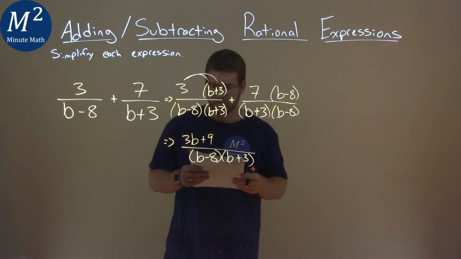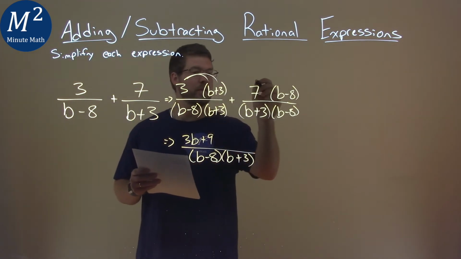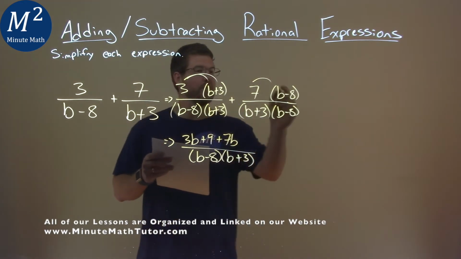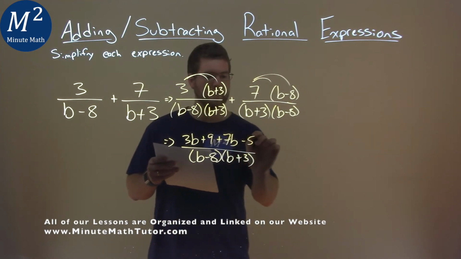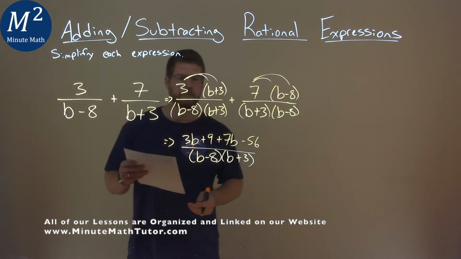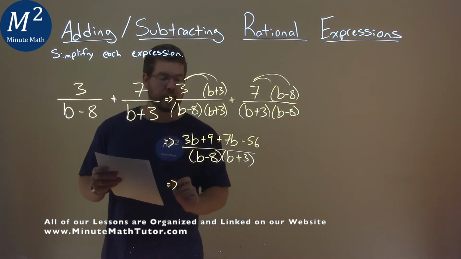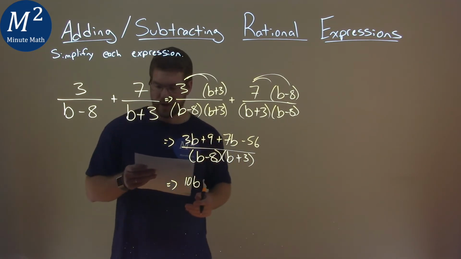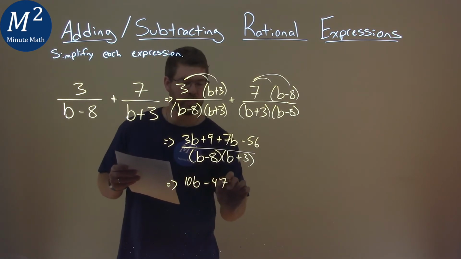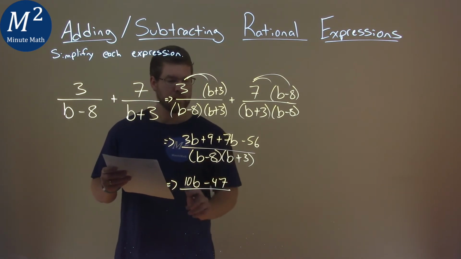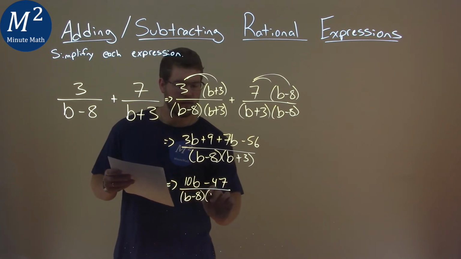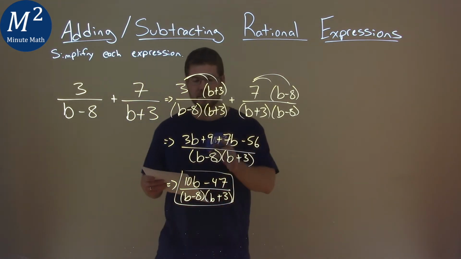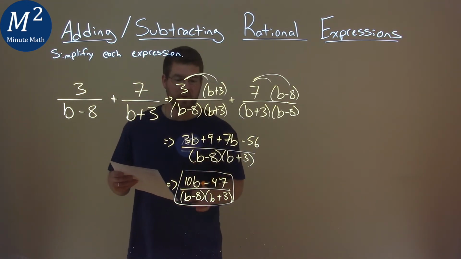Okay. Then from here, we want to do the same thing with 7. 7 times b is 7b, and 7 times 8 is 56. Let me subtract that, 56. Make sure I have my spot here. From there, we want to combine our like terms. 3b and 7b is 10b. 9 minus 56 is minus 47. And we put that over our same denominator, b minus 8 and b plus 3. And so that's it. Our final answer here is 10b minus 47 over b minus 8 times b plus 3.